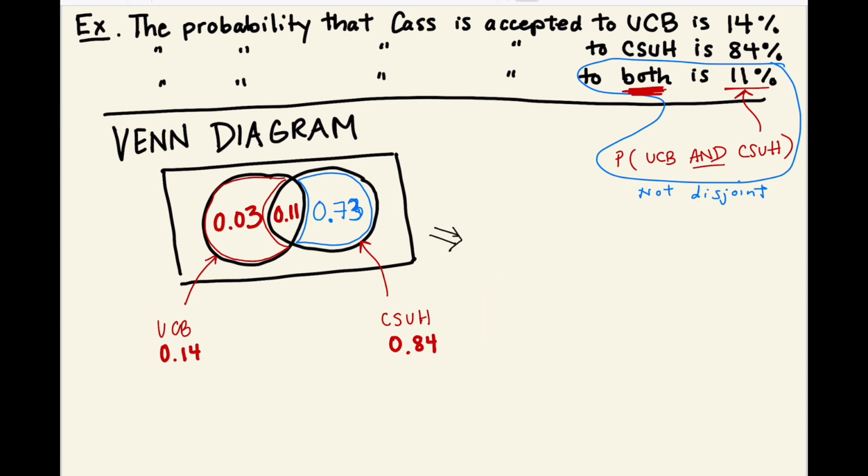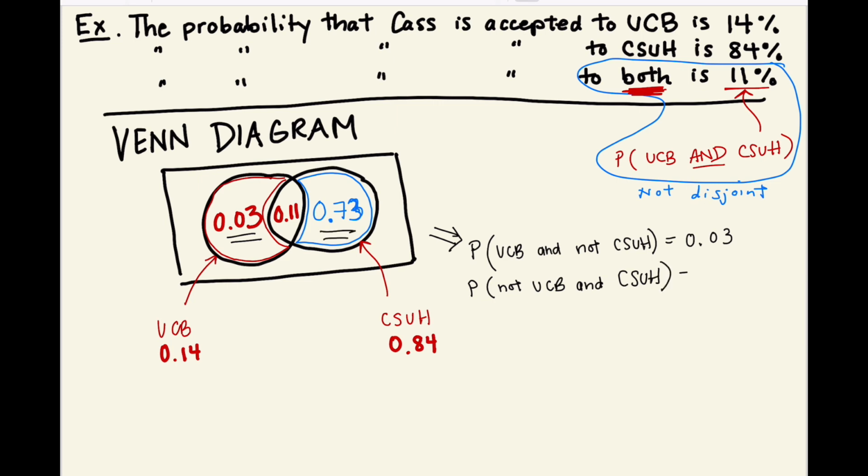Write this over here, that the probability of getting accepted to UC Berkeley and not being accepted to Cal State University Hayward is equal to 0.03. That's this guy. The probability of not being accepted to UC Berkeley and being accepted to Cal State University Hayward, that would be this area right here. That's 0.73.